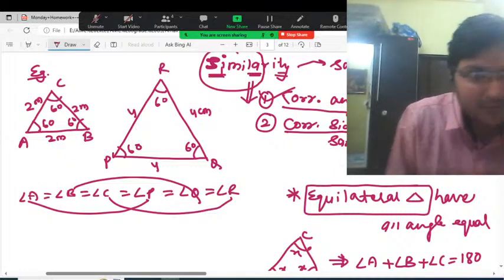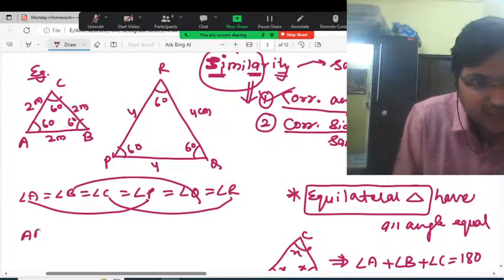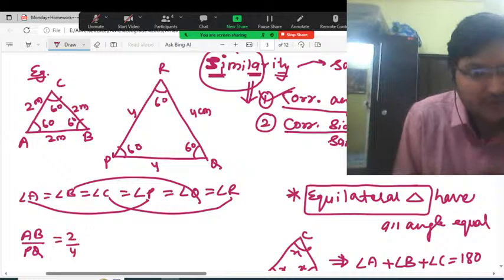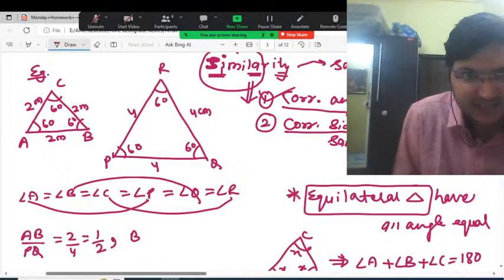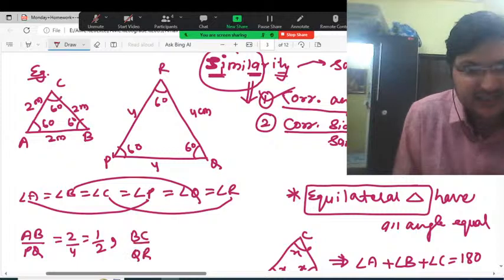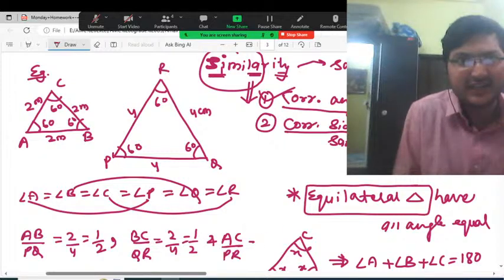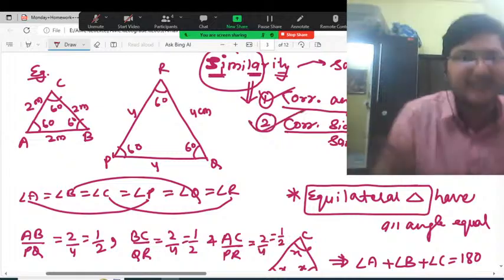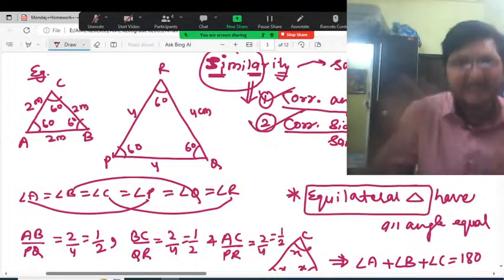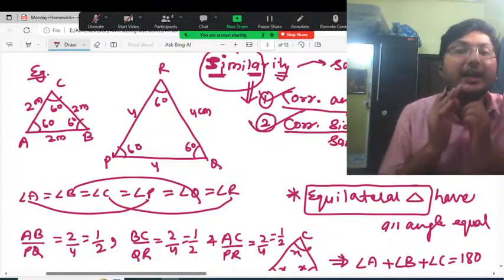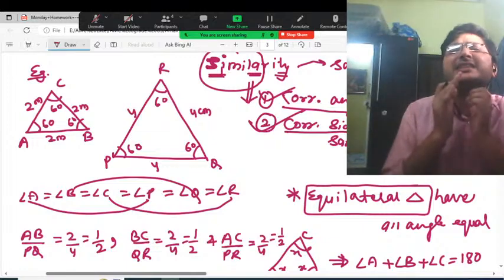And about the second property, if I take the ratio of AB with PQ, we will get 2 over 4, which is 1 over 2. Similarly, the ratio of BC with QR is again 2 over 4, that is 1 over 2. And the ratio of AC with PR is 2 over 4, that is simply 1 over 2. Here the second property is also valid. Their corresponding sides are also proportional. That means they are in the same ratio.